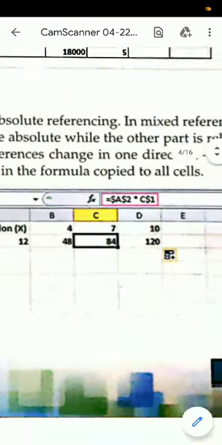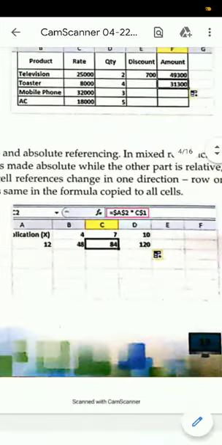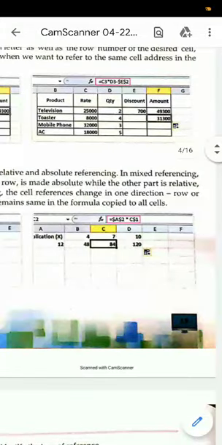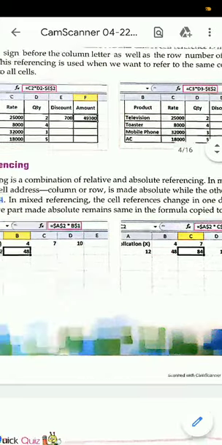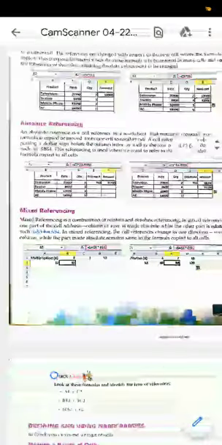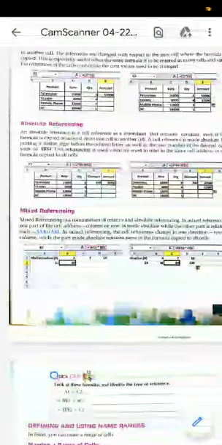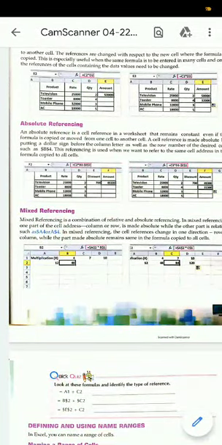So what is mixed referencing? What is absolute referencing? What is relative referencing? Is this clear to everyone? Okay, if you have any doubt, please send your doubts. I will send you videos in the same way. Okay, thank you.